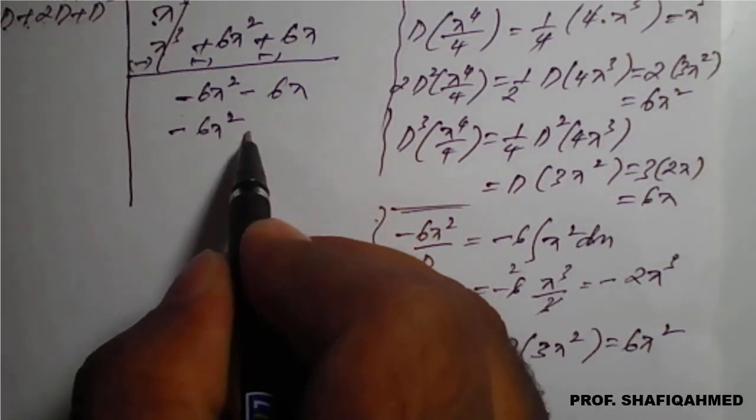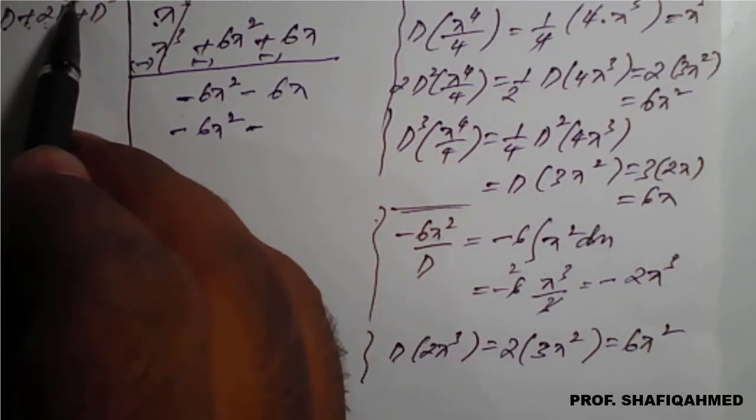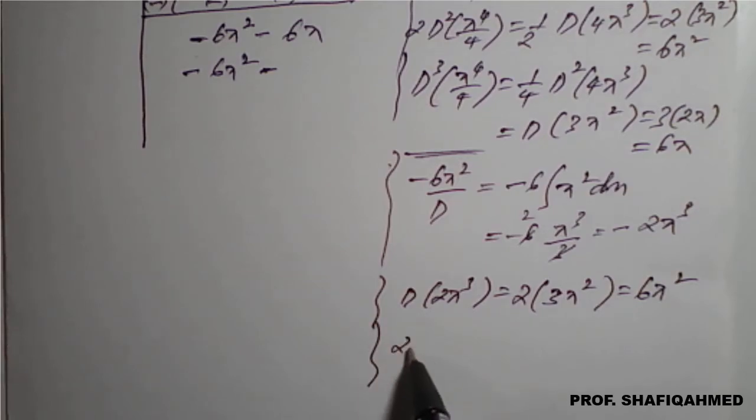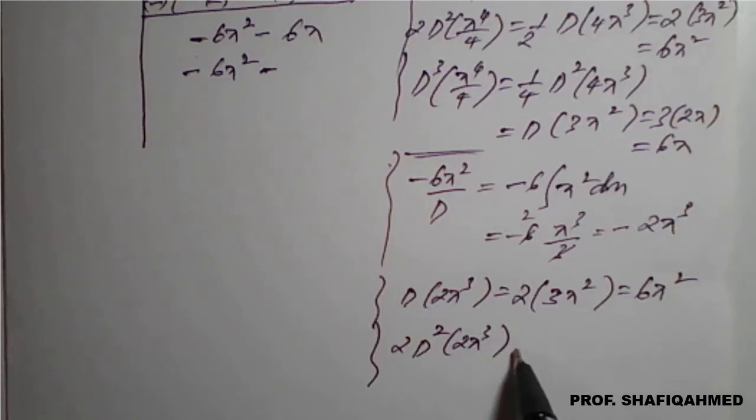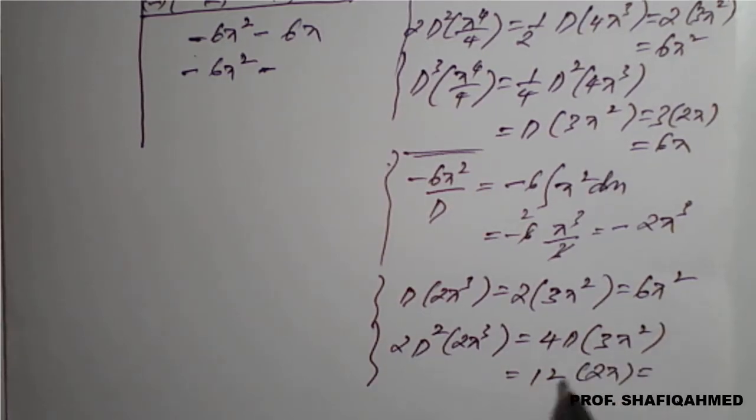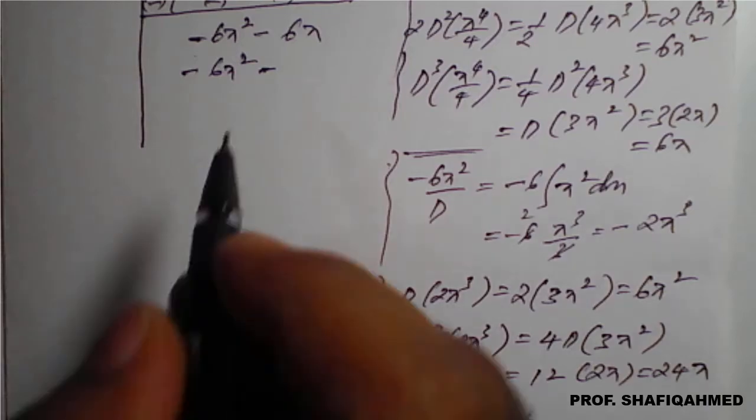Then plus into minus is minus. 2 times double differentiation, D square of 2x cube, that is 4 into one time differentiation of x cube is 3x square. So 4 threes are 12. So again differentiation of x square is 2x. So which will be 12 twos are 24 of x. So that 24 of x we'll write here.